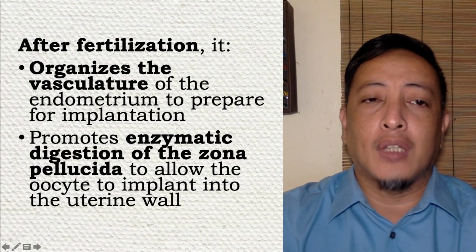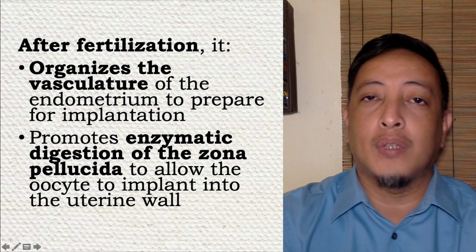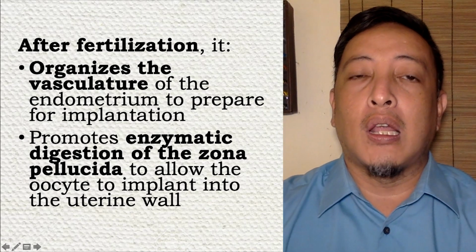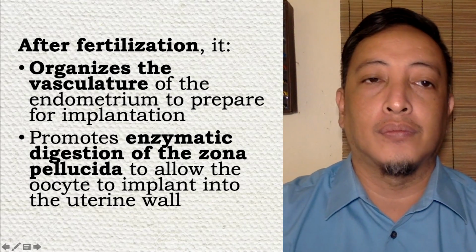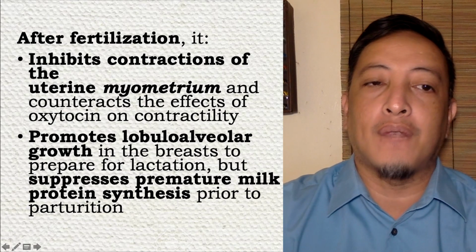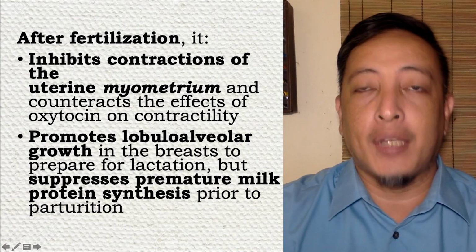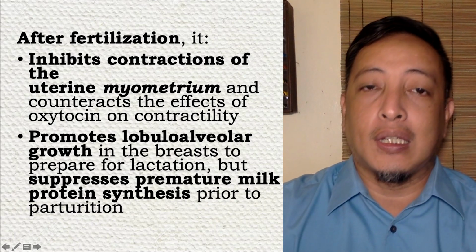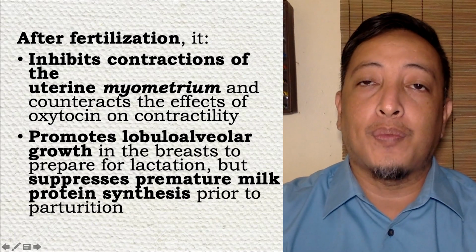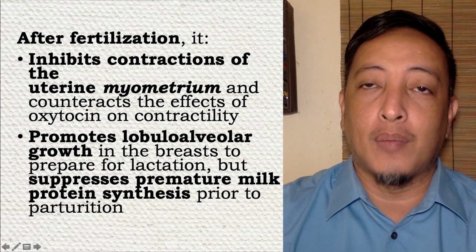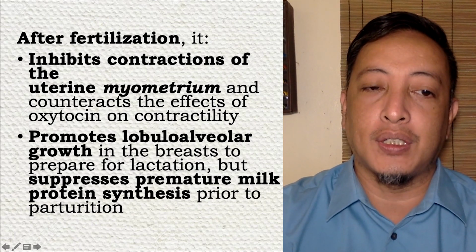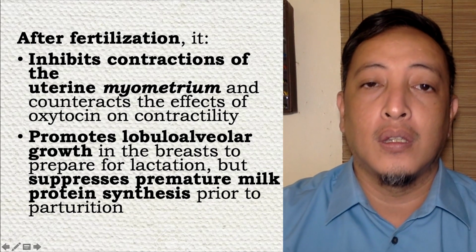After fertilization, it organizes the vasculature of the endometrium in preparation for implantation. It promotes enzymatic digestion of the zona pellucida to allow the oocyte to implant into the uterine wall. After fertilization, it also inhibits contractions of the uterine myometrium and counteracts the effects of oxytocin on contractility. So in the presence of progesterone, oxytocin cannot affect the myometrium. It cannot cause contraction. It also promotes lobulo-alveolar growth in the breast in preparation for lactation, but it suppresses premature milk protein synthesis prior to parturition.